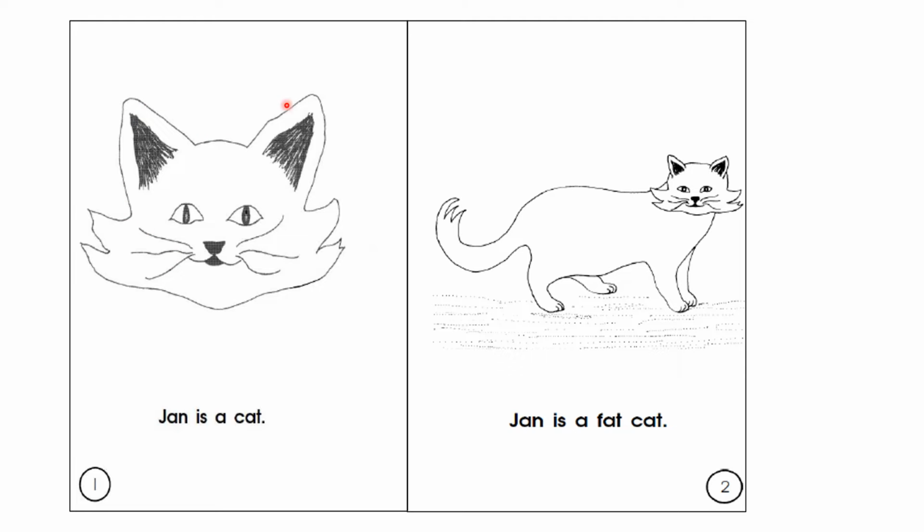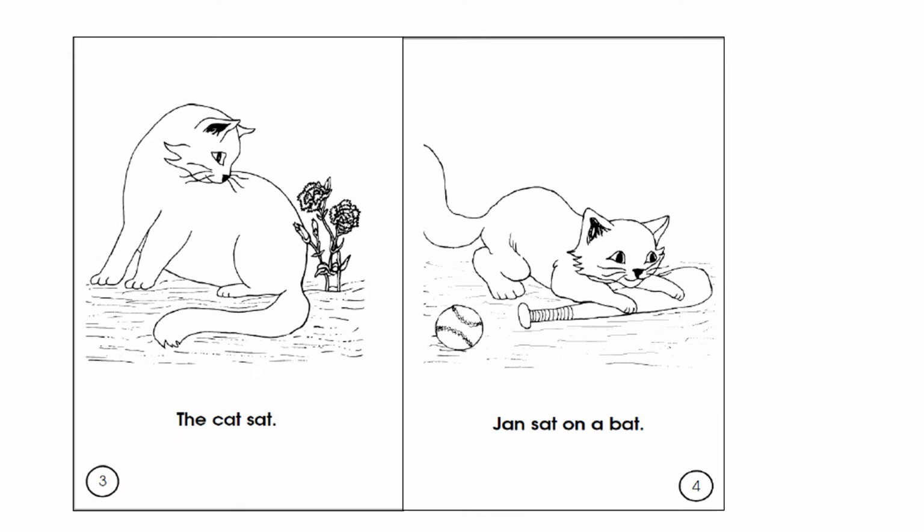So here we have our picture. Jan is a cat. Page 2. Jan is a fat cat. So we've been introduced to our first cat. It's Jan and it's a cat.